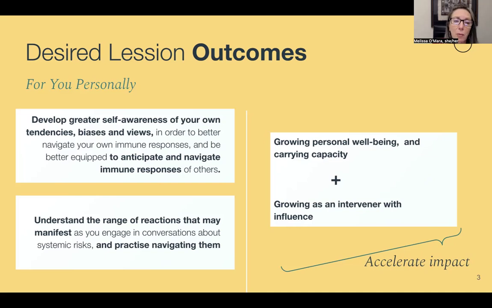And a bonus is that we will also understand and grow our personal well-being and our carrying capacity, which we really need to do in order to show up at our best in these interventions, and then grow ourselves also as a better intervener with more influence.